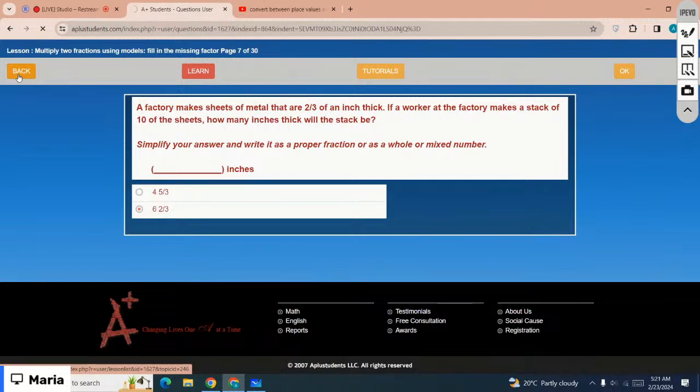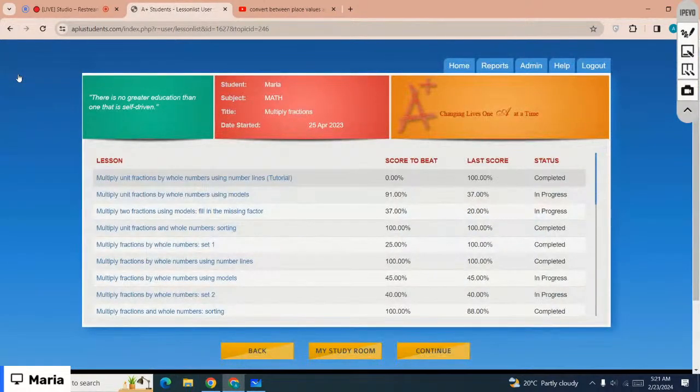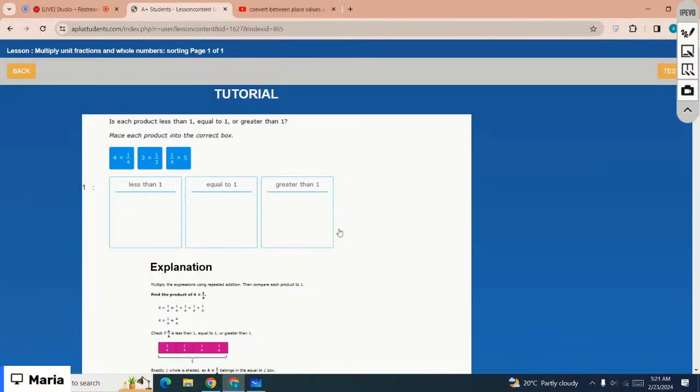Okay, you can complete the lesson by yourself later today. Let me just move on to the next lesson, and the next lesson is multiply unit fractions and whole numbers sorting. Let's just start with the next lesson. Okay, sorting means you have to arrange them from least to greatest, right? Let's just start with the test questions.